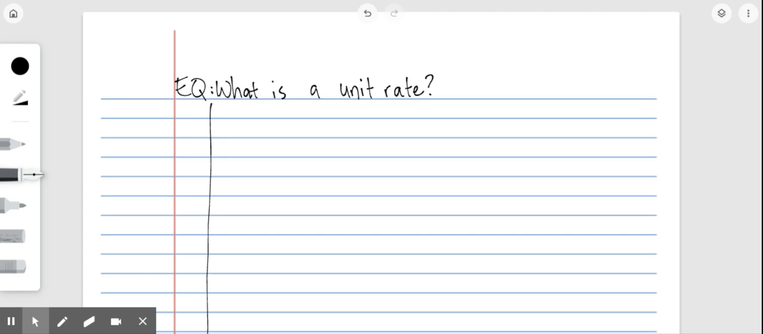Right, beautiful people. So this week we're talking about rates and ratios. Today's essential question is, what is a unit rate? So we're going to talk specifically about unit rate.